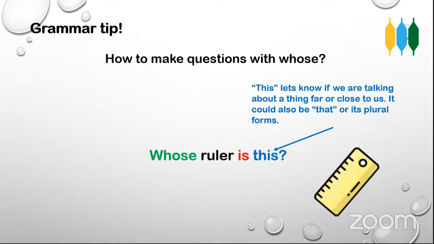So maybe you can think about other things that we can ask about. I just made this question, whose ruler is this? Can you think about other questions using whose? I just wanna see if you're understanding what's going on here with the grammar of the whose questions.